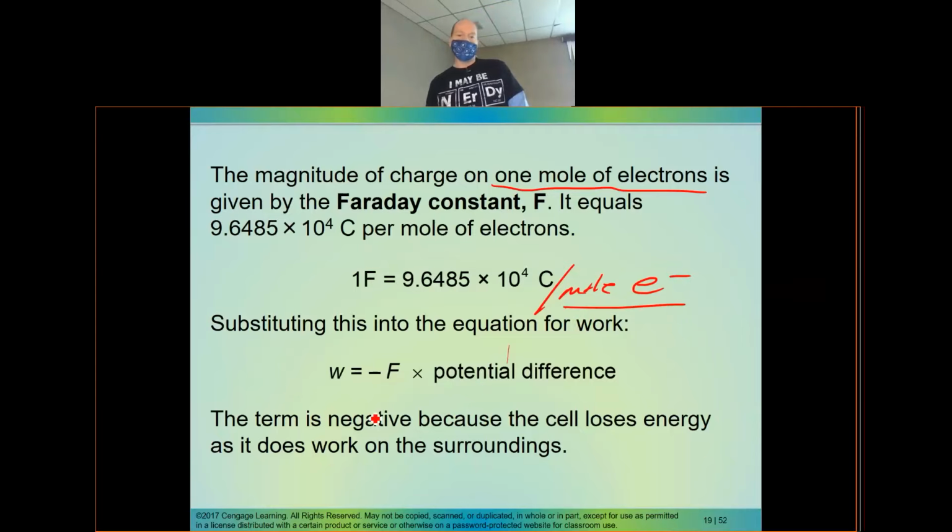All right, so work is equal to negative your Faraday's constant times your potential difference. Faraday's is in coulombs, potential difference is in volts, but this is in coulombs per mole of electrons. So I don't know if I would use this equation exactly. You will have to get your coulombs from the number of moles of electrons times your potential difference. But this is the work per mole of electrons.